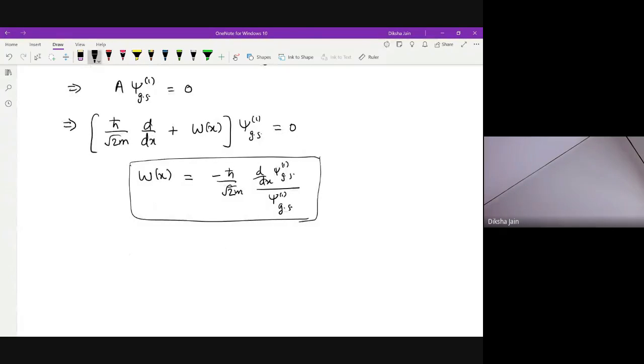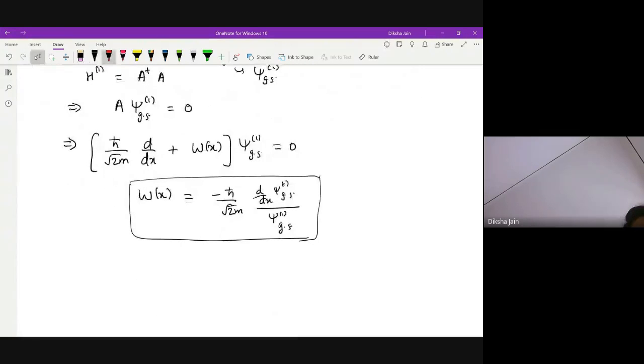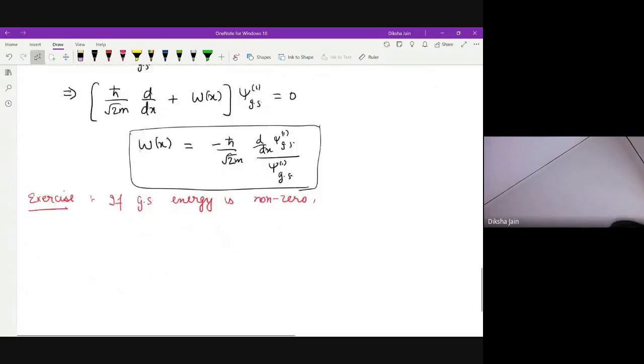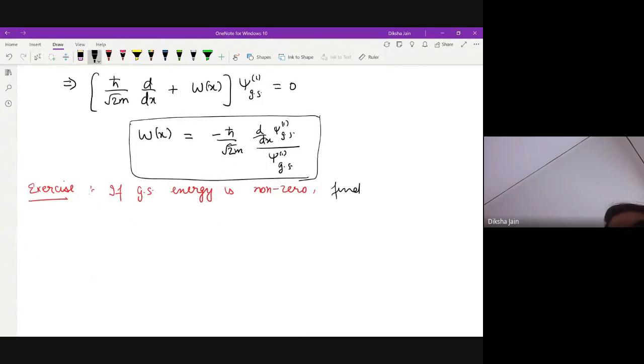So given the ground state wave function, you can construct the potential W of x, and given W of x, you can do this procedure and find the corresponding supersymmetric Hamiltonian H2. So this procedure will work even if the ground state has non-zero energy. I can give that as an exercise. If the ground state energy is non-zero, what you can do is define your Hamiltonian H1 as A dagger A minus the ground state energy, and using that find W of x.